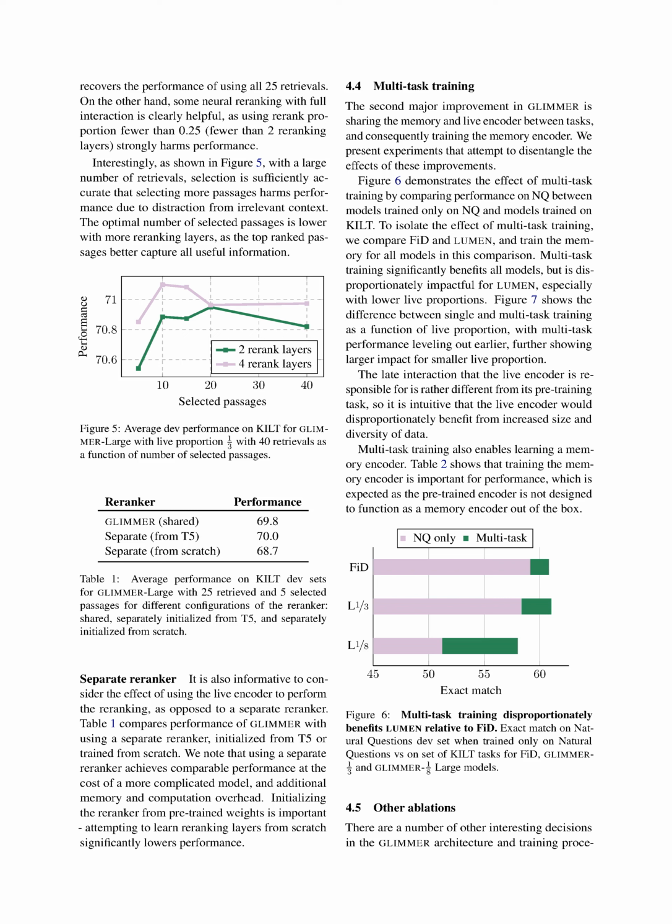The optimal number of selected passages is lower with more reranking layers, as the top-ranked passages better capture all useful information. Section: Separate Reranker. We want to delve into the impact of utilizing the live encoder to perform reranking as opposed to employing a distinct reranker.